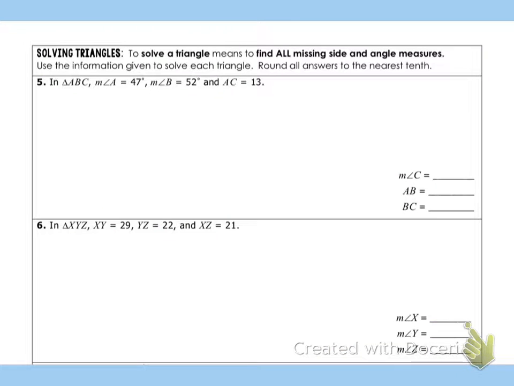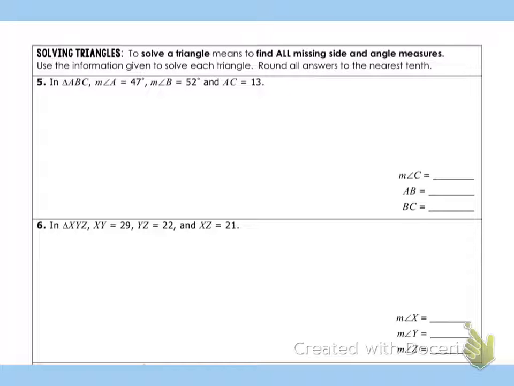Okay, so we have all of our tools now as far as anything we need to find missing parts in triangles. We know SOHCAHTOA for right triangles. We know the law of sines and cosines for non-right triangles, and even for right triangles. I mean, you can use the laws for anything.